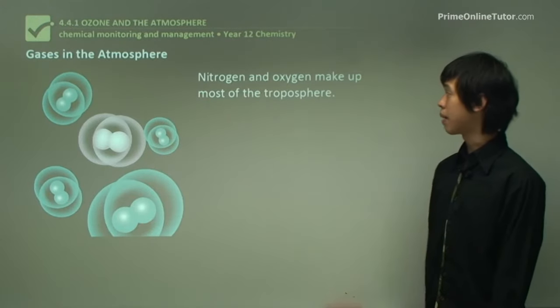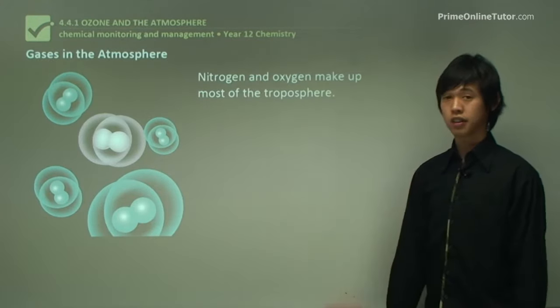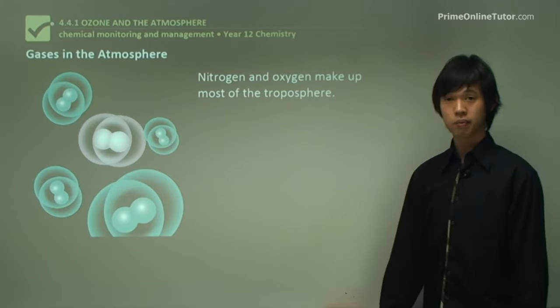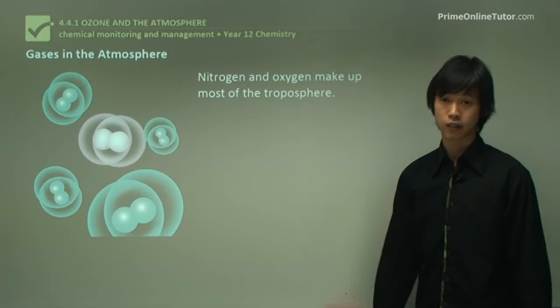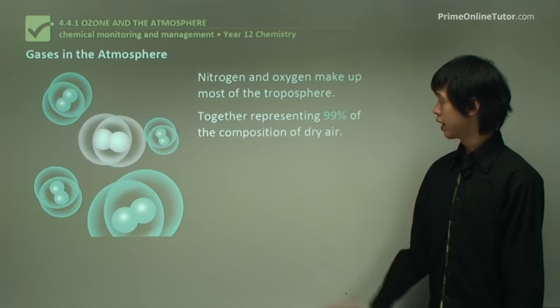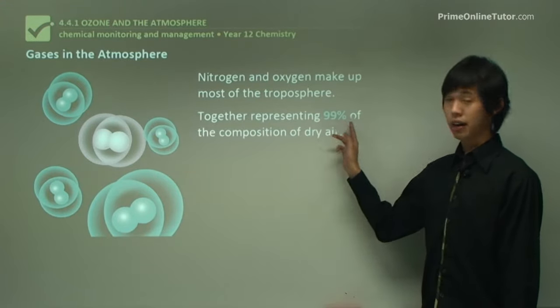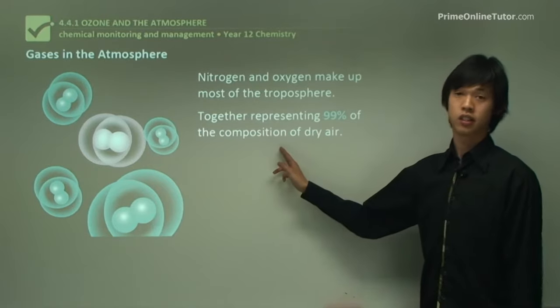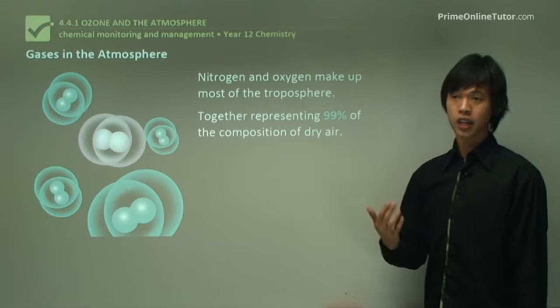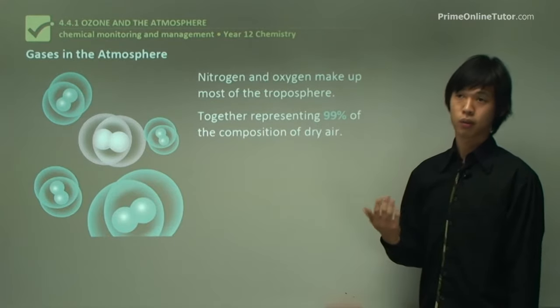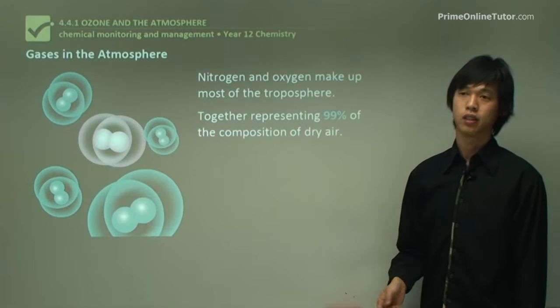So these gases in the atmosphere, nitrogen and oxygen, I said, have made up most of it. The troposphere is part of the atmosphere. Again, this will be explained in future lessons. Together they represent about 99% of the composition of the air. So if you can imagine, what you're breathing in is mostly nitrogen and oxygen, with a very, very minor percentage being anything else.